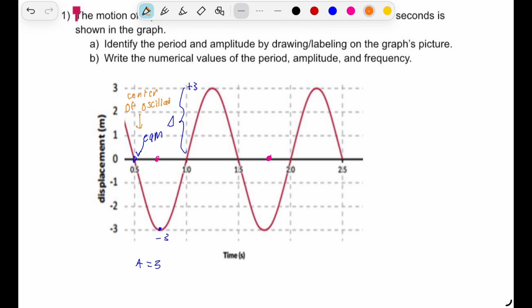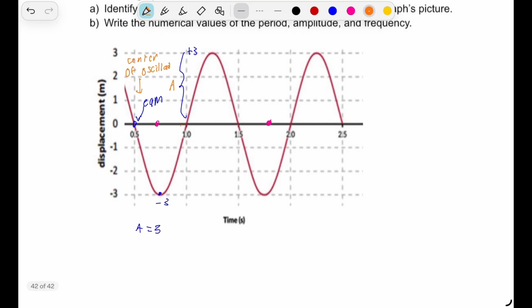That is going to be the distance from the max to the midline. So your amplitude is going to be 3, have a magnitude of 3. And we can see that is also the same when you're going down. That is also your amplitude. So amplitude is equal to 3.0 meters.